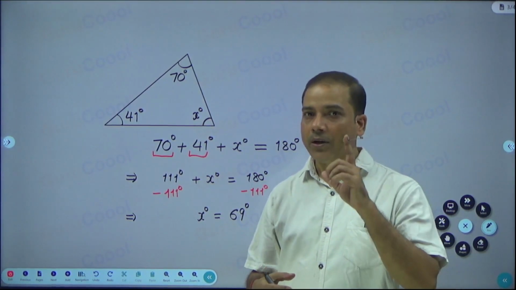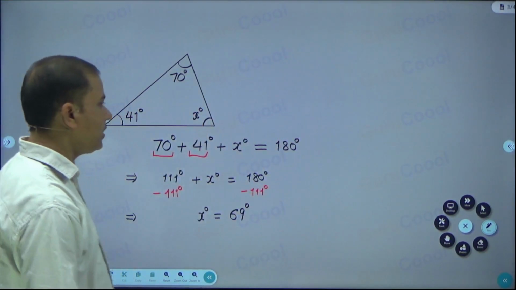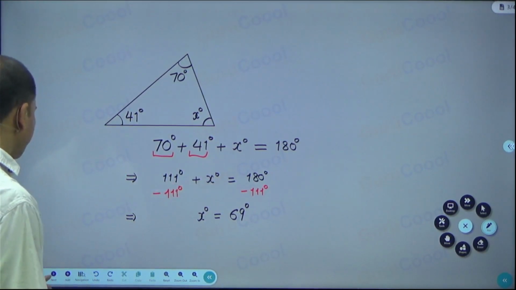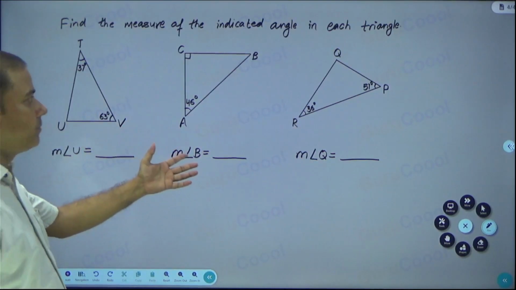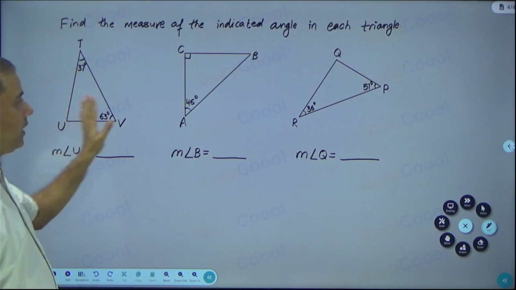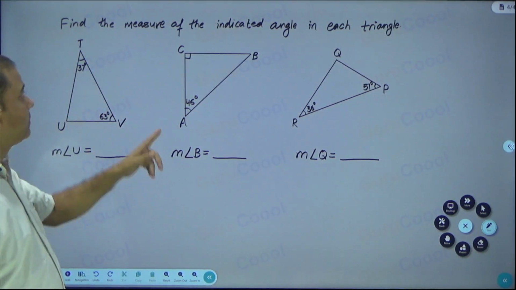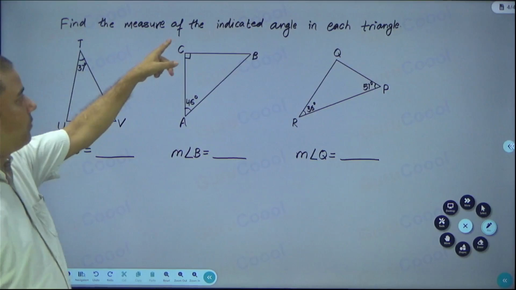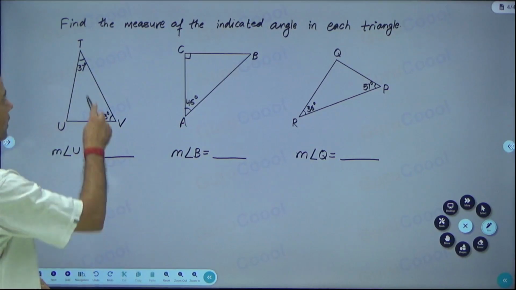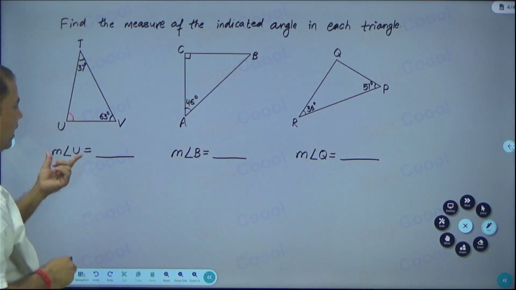I hope you understood it, right? If you think you have understood, and if you gained confidence, then I have a few questions for your practice. Here are the three questions, and in each of these triangles, you have one angle missing. It says find the measure of the indicated angle in each triangle. In the first one, two angles are known, the third angle is missing. And you have to find the measure.